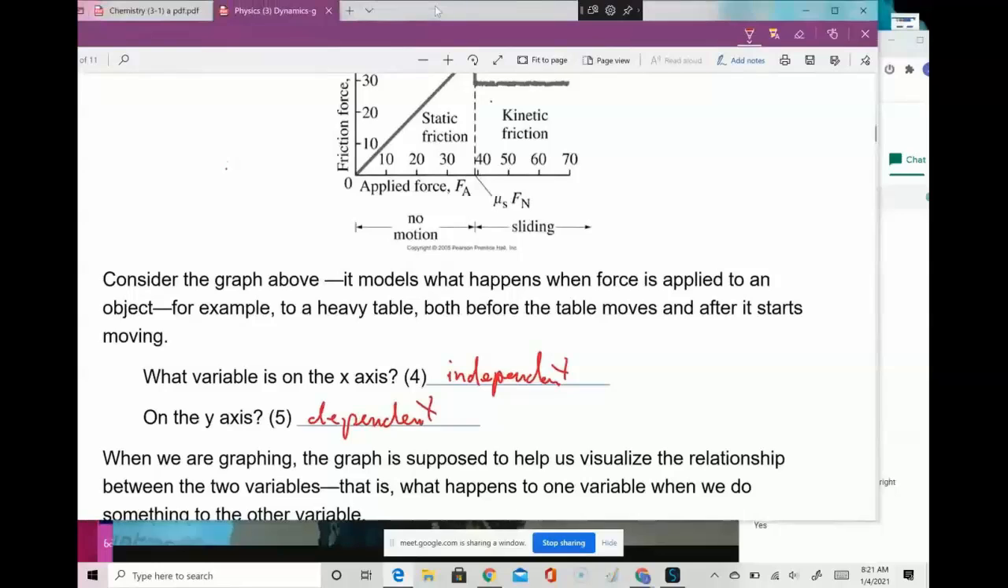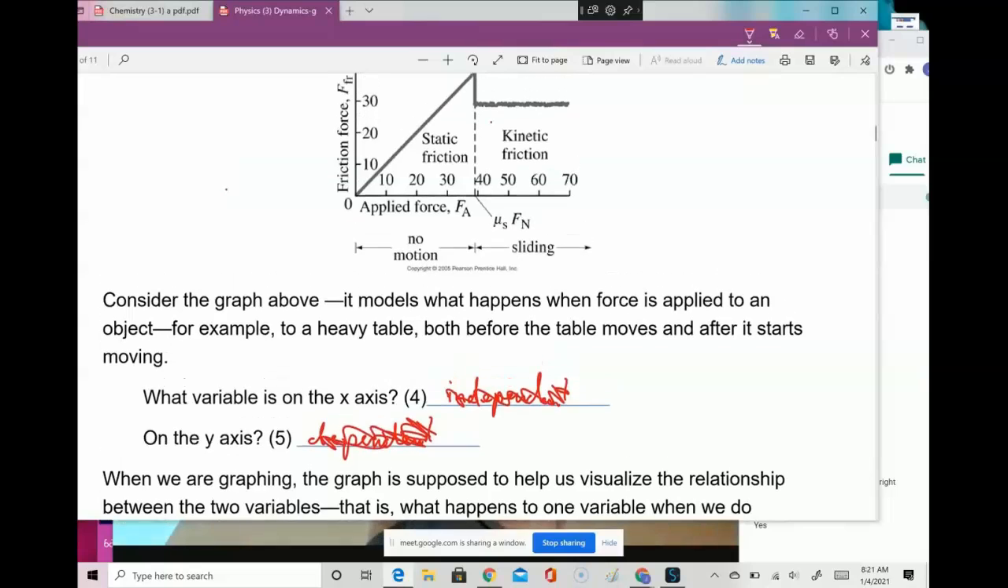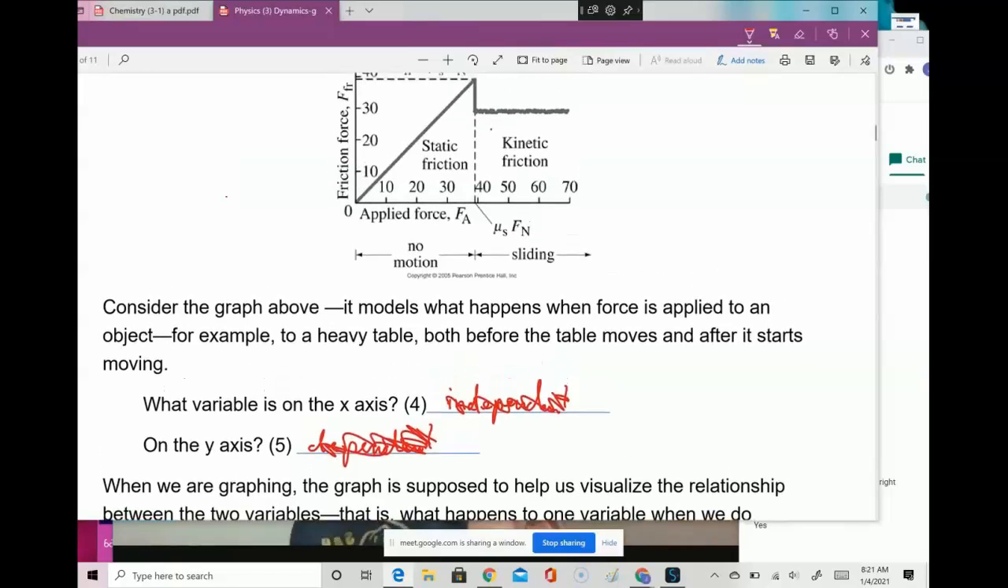Basic graph skills. What variables on the, oops, and see, I shouldn't have written that in there. And you guys all wrote that down, didn't you? You should have wondered, hey, Marshall, that's not the right answer. What variable is on the x-axis if I look at this? Applied force. Applied force is on the x-axis, right?